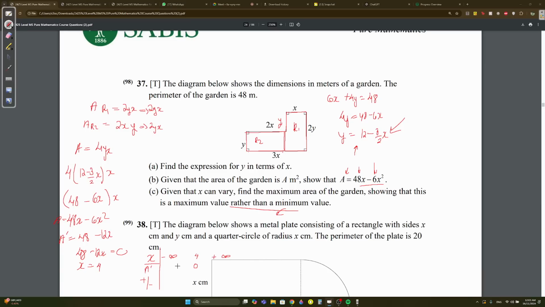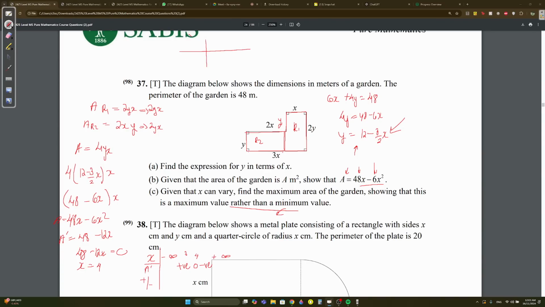Before your root, A prime was positive. How do I know that? You can try a point, like 3. 48 minus 12 times 3 is 12. You can put it in your calculator. You're going to get a positive value. After 4, of course, it's going to alternate. I told you this many times, guys. Whenever you have a table of variation, it always alternates, unless your root is a repeated root.